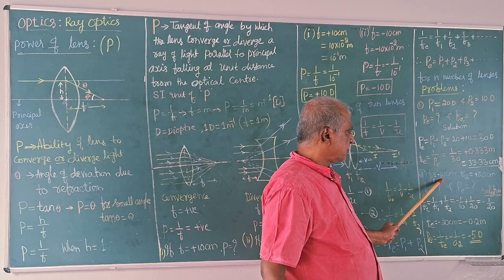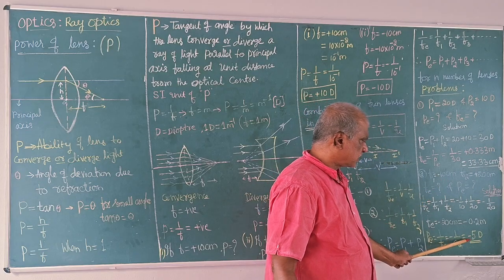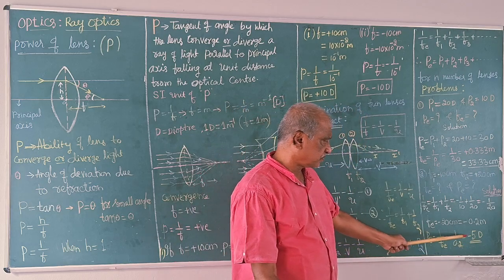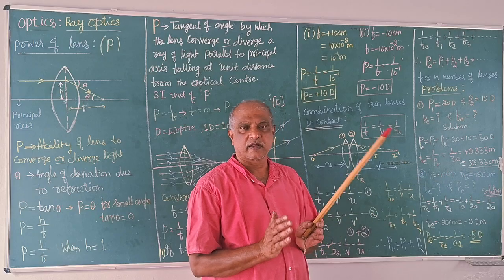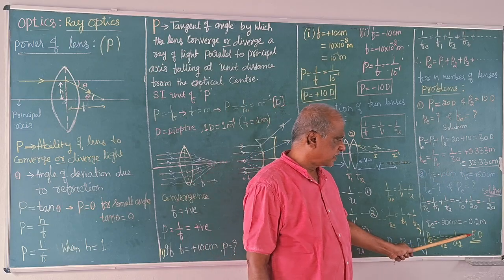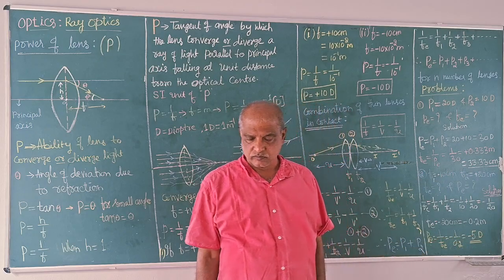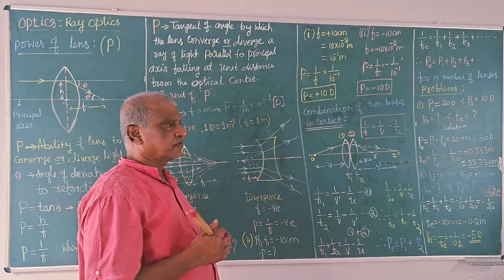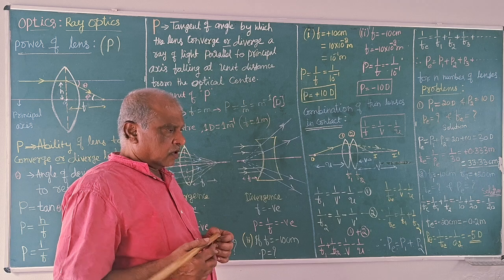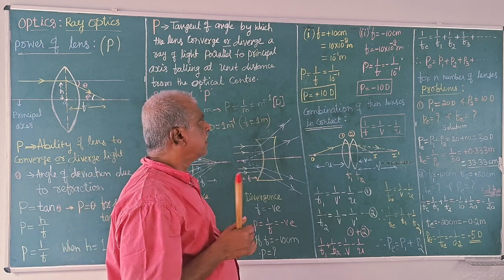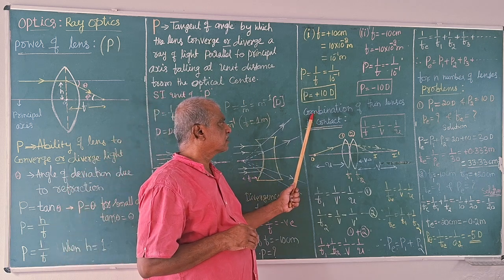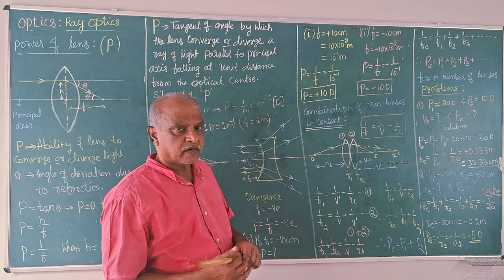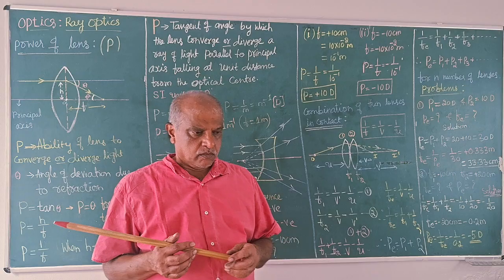After the combination, the lens behaves like a diverging lens, minus. Together they behave like a diverging lens, minus. That is the problem and the concept. And we have to understand the importance or application of this combination and derivation. Important applications we have.